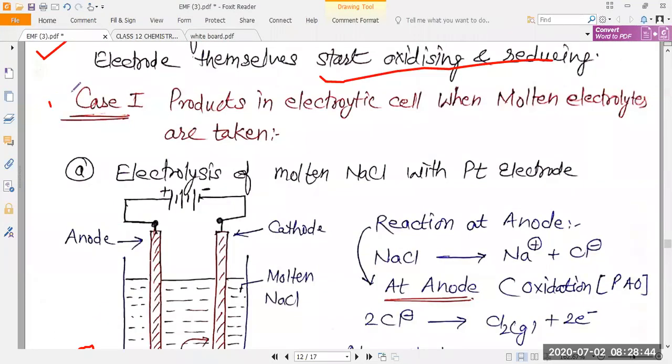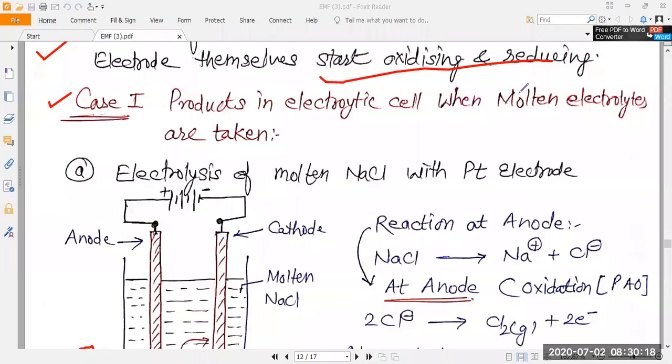So case first: what are the products in an electrolytic cell when molten electrolytes are taken? Molten electrolytes means electrolytes are present in their liquid phase. So this is case first, in which the electrolytes are taken in the molten state.